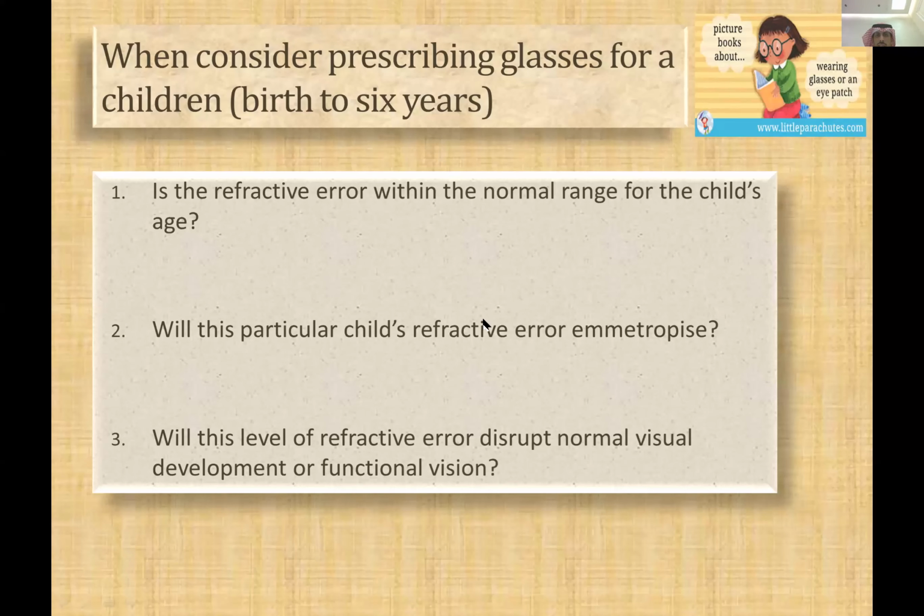Will this particular child's refractive error emmetropize? As we know, some refractive error will emmetropize. If it's high refractive error, it will not. So you need to prescribe glasses. Will this level of refractive error disrupt normal visual development?